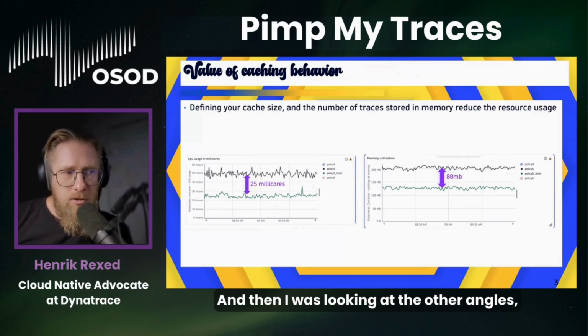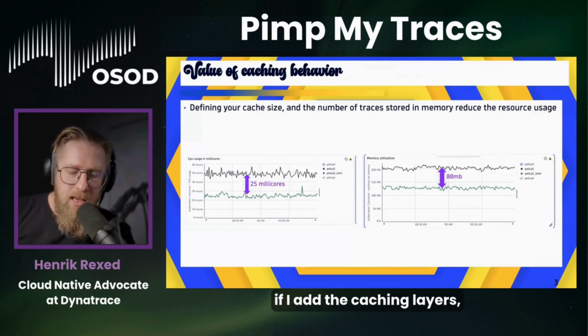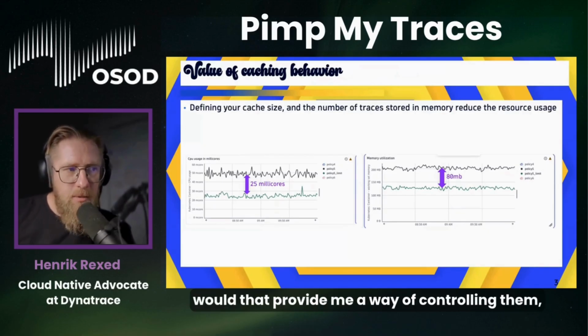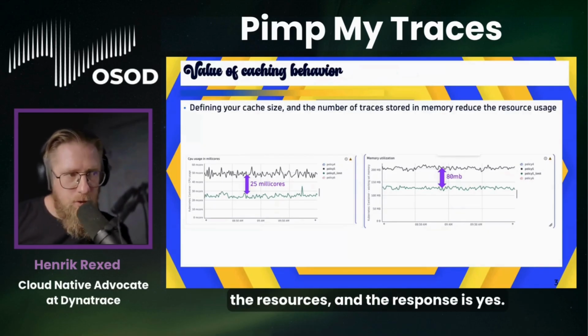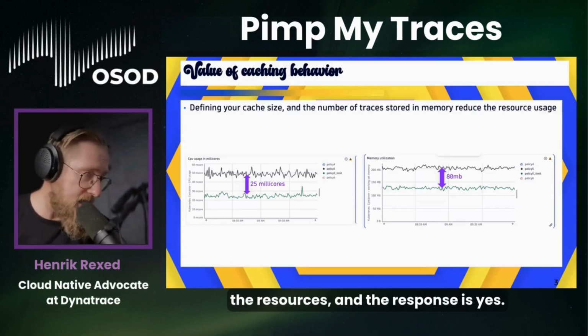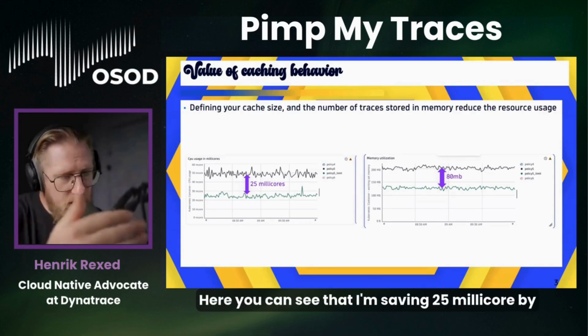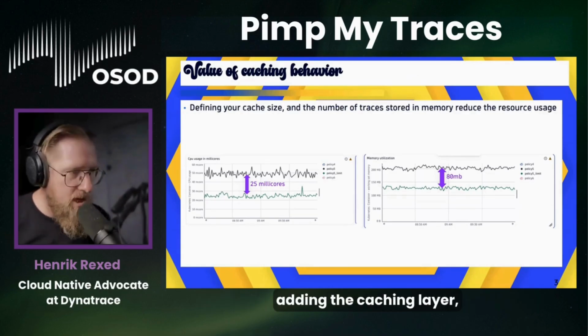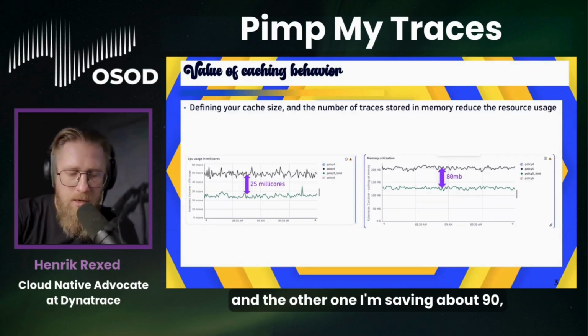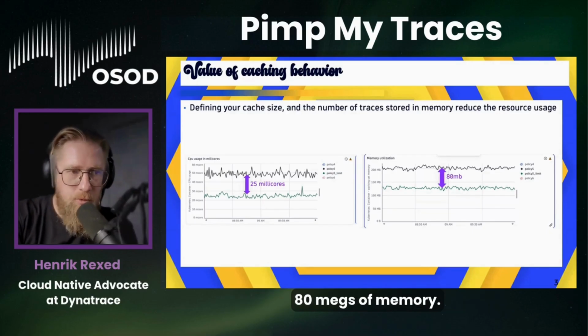And then I was looking at other angles. If I add caching layers, would that provide me a way of controlling the resources? And the response is yes. Here you can see that I'm saving 25 millicores by adding the caching layer, and in the other one I'm saving about 80 megs of memory.